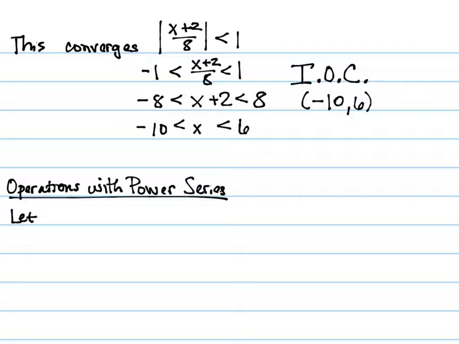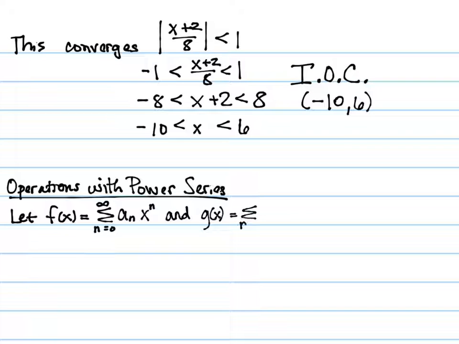So we're going to let f of x equal the summation from n equals 0 to infinity of a sub n x to the n, and g of x be represented by the power series, the summation from n equals 0 to infinity of b sub n x to the n. So two different power series, two different coefficients. All right, so the first one, these are going to operate very much like you would expect them to operate.